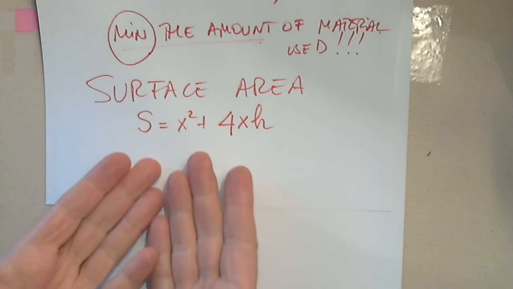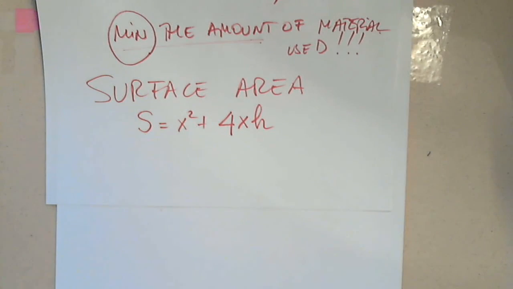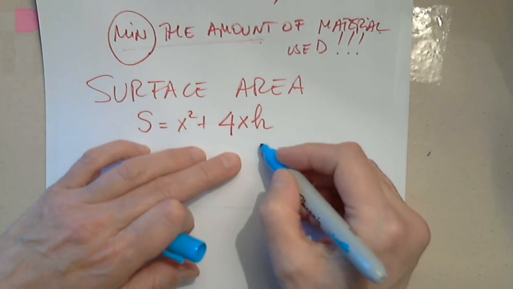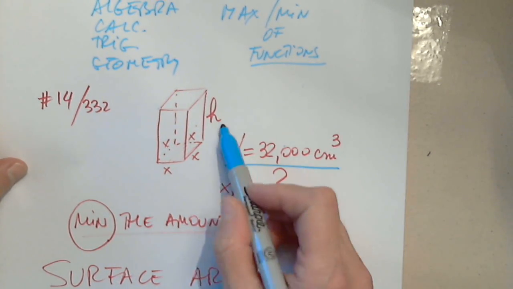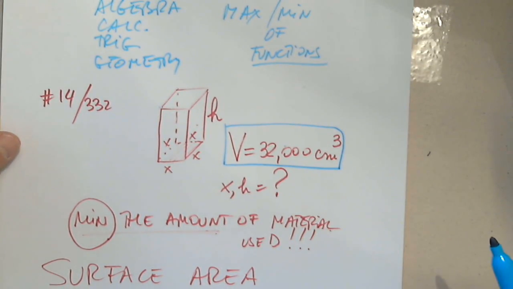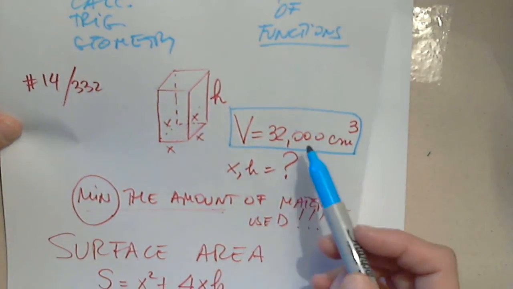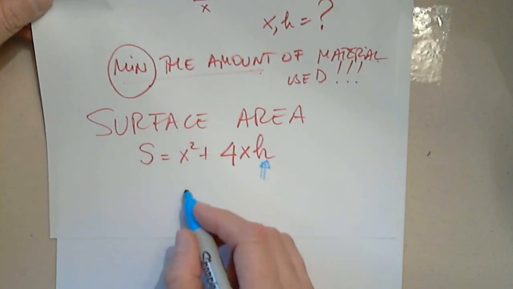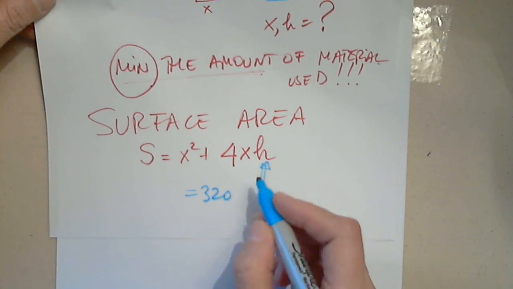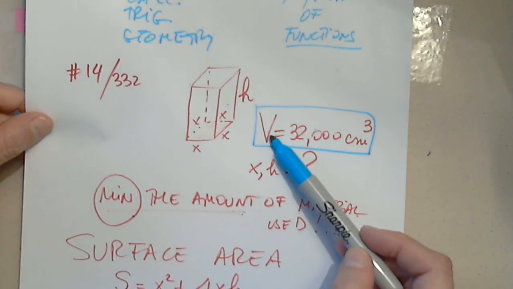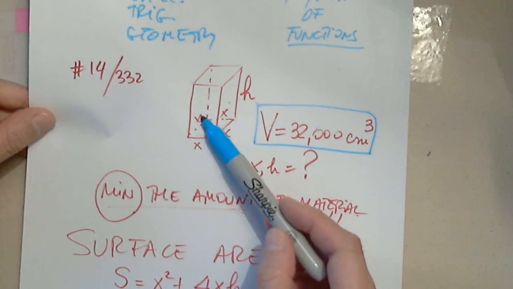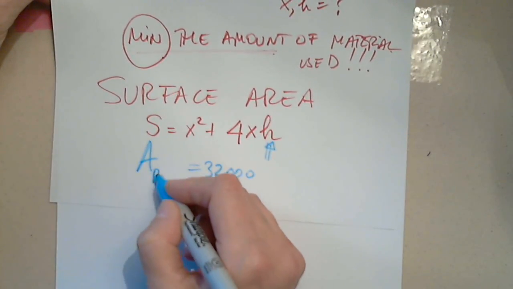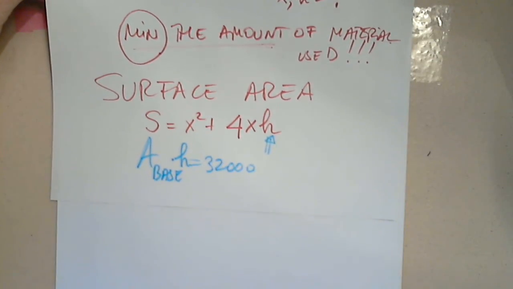We don't know how to differentiate functions of 2 variables. So somehow one of these variables has to go away. So I'm hoping that I can remove h somehow. I do have a piece of information that I have not used yet. I know that the volume of this box is 32,000 cubic centimeters, of course. But what is the formula for the volume? Area of the base times height. Very good. So it's the area of the base multiplied by the height.